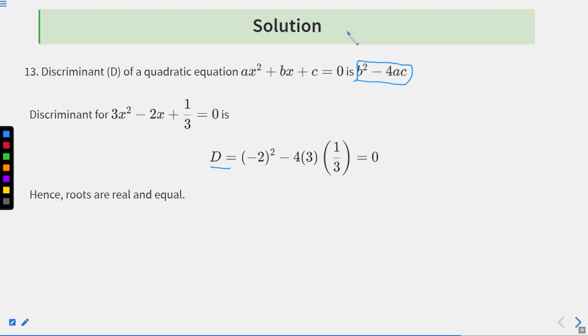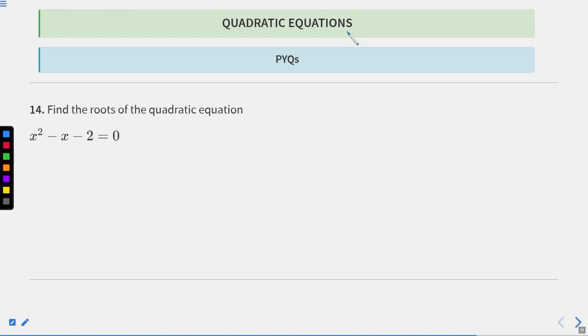Okay, now let us move to question number 14. In question number 14, we have to find the roots of the quadratic equation x square minus x minus 2 is equal to 0. For finding the roots, we can factorize this quadratic polynomial x square minus x minus 2 by splitting the middle term. This is one way, and another way is you can directly use the quadratic formula.